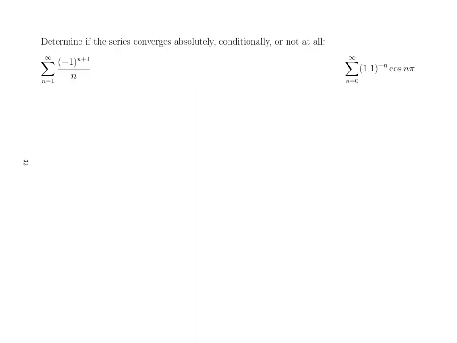It wants us to determine if the series converges absolutely, conditionally, or not at all. So this is our first one, the sum from n equals 1 to infinity of negative 1 to the n plus 1 over n. This is our alternating harmonic series that we talked about on the previous page. Now we're actually going to show that it does, in fact, conditionally converge.